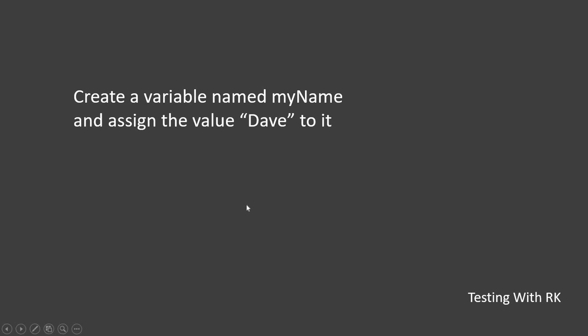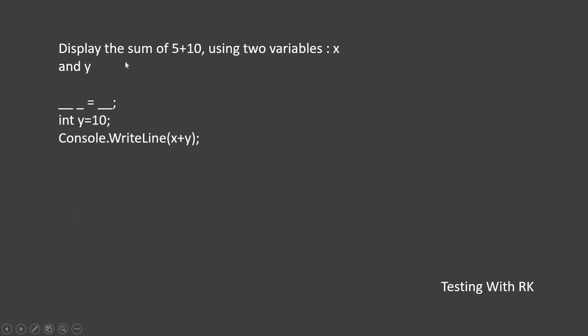Next question. Create a variable named myname and assign the value Dave to it. Pause this video, write your answer, and when you're ready, play it again. And the answer is string myname Dave. Next question. Display the sum of 5 and 10 using two variables x and y. I want you to fill in the blank here.